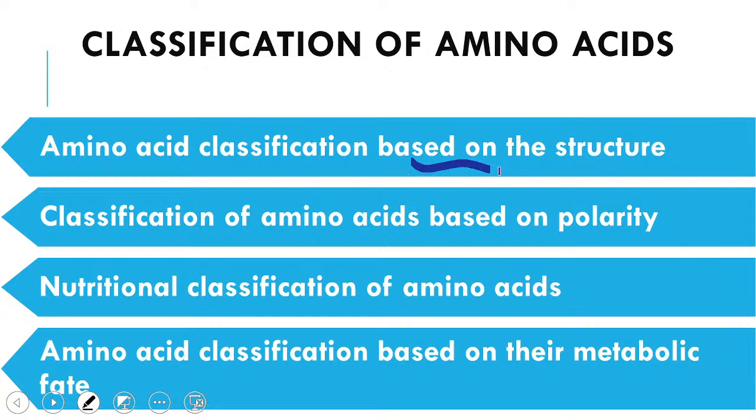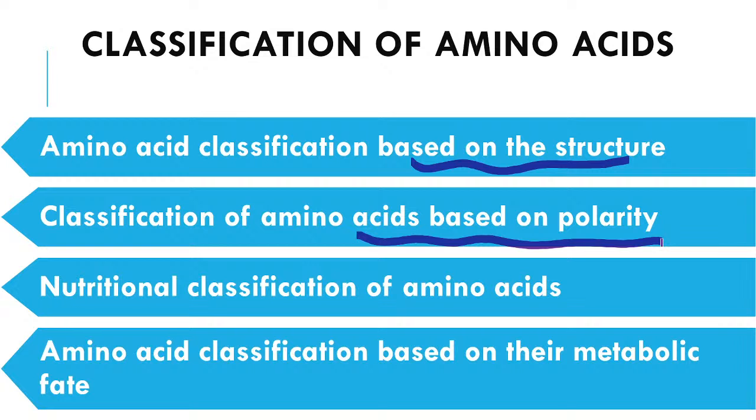Which type of R group is it having? It is aliphatic, it is aromatic, it is a benzene ring, it is having a phenol ring, it is sulfur containing. So on the basis of their R group structure, we can have one type of classification that we will see. The second type of classification scheme is on the basis of polarity. Polarity means it is polar, it is non-polar, it is acidic, it is alkaline. So on the basis of the polarity of the R group, we can classify; that is the second classification.